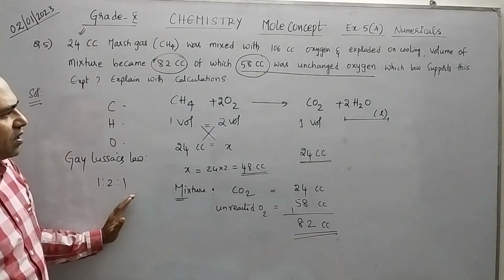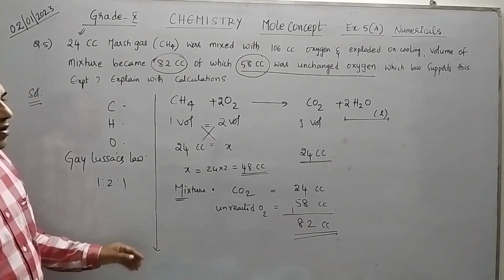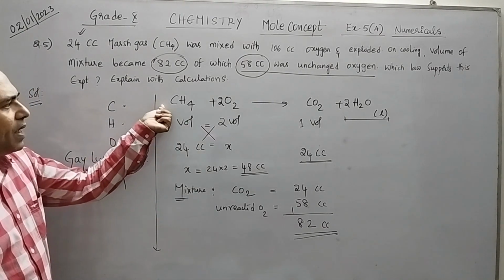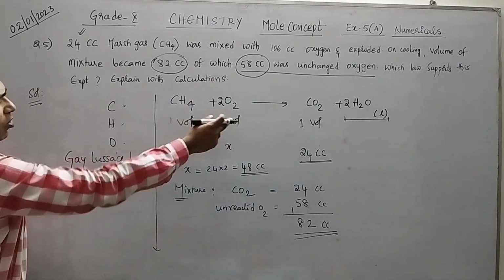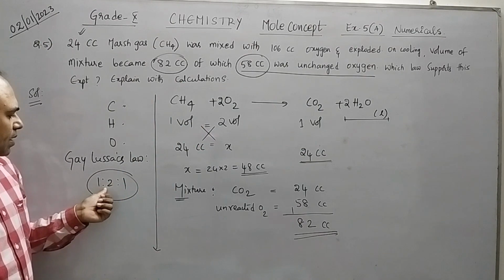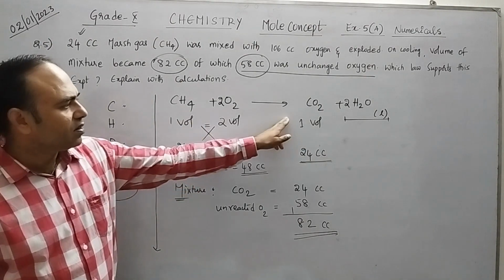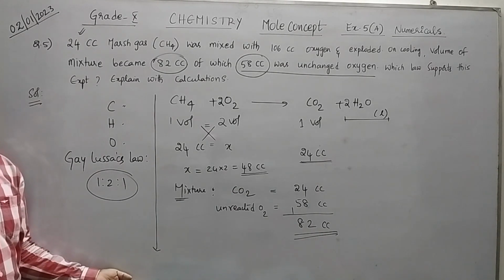Hope you have understood this. We have proved with the calculations. So what is required? First and foremost thing, you should know how to balance the combustion reaction. After that you write the volume and it will prove that all these reactants will combine in a simple ratio to give the product. So hope you have understood the question number 5. Let us move to question number 6.